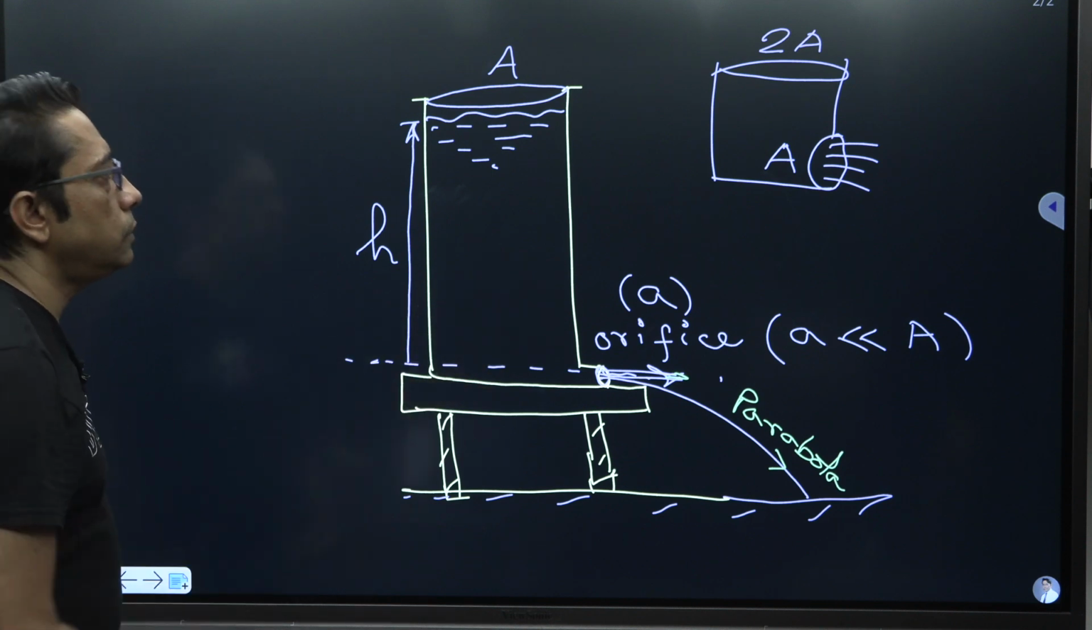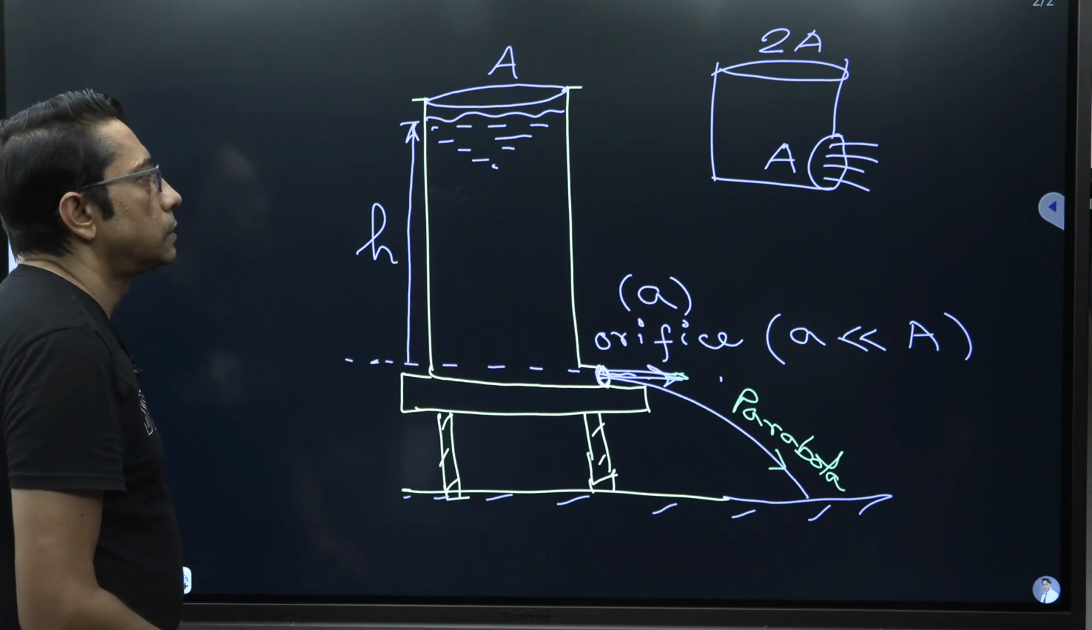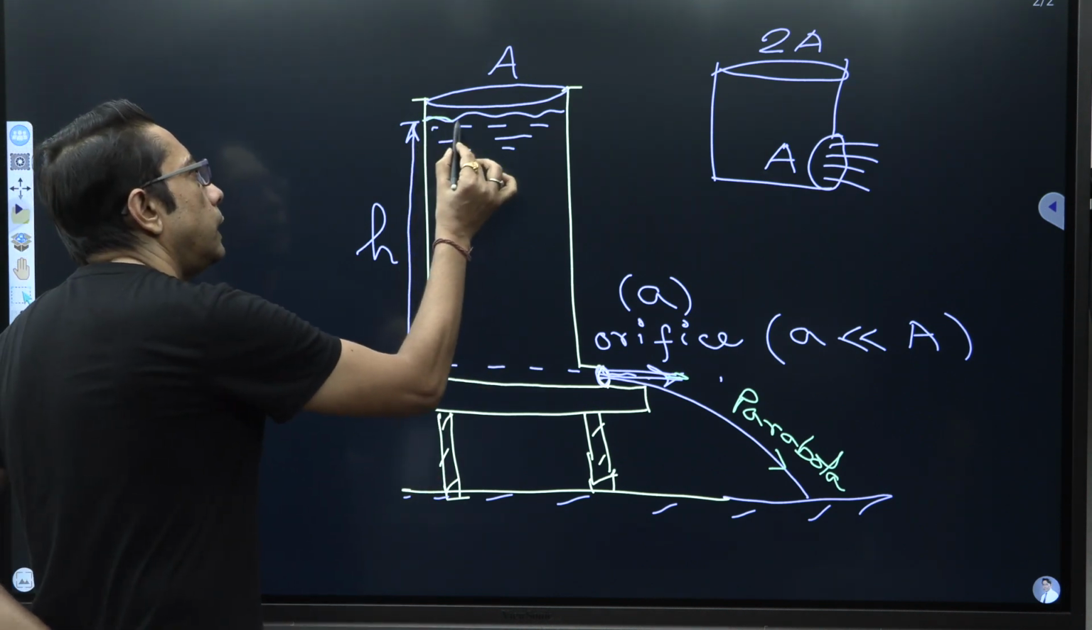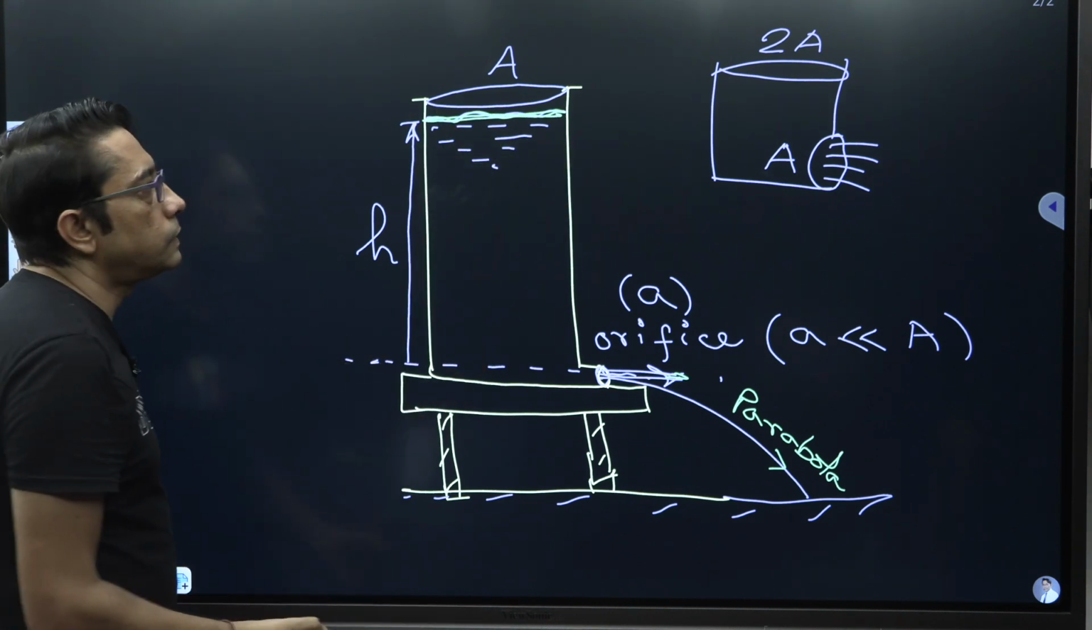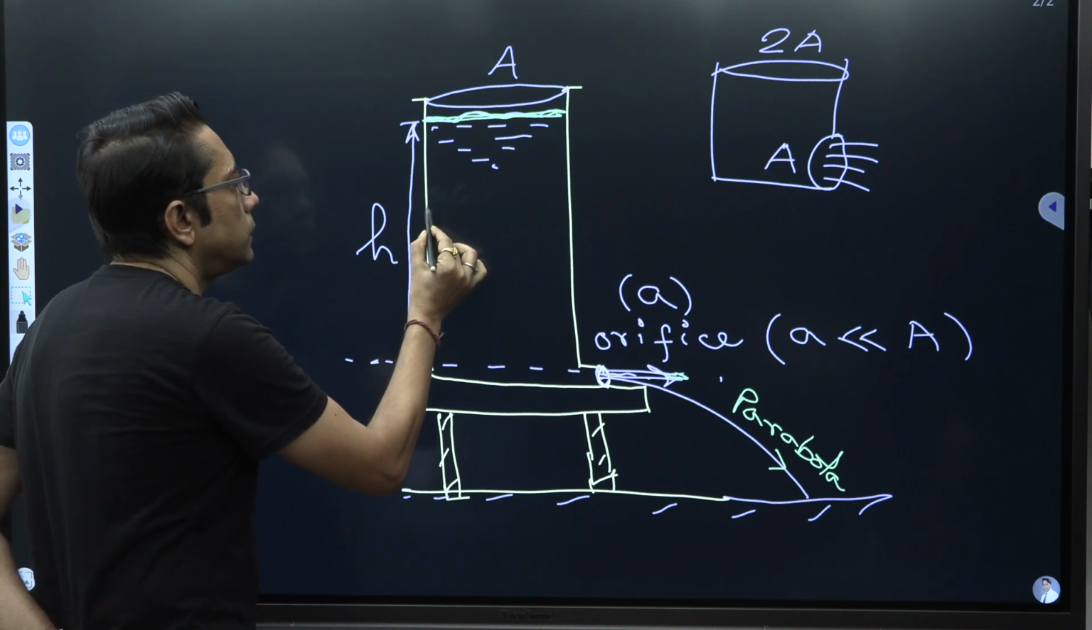Now the main question is not that. The main question is, what do we see if this was the initial level of liquid, this one? What do we see after some time, that the level has decreased to this?